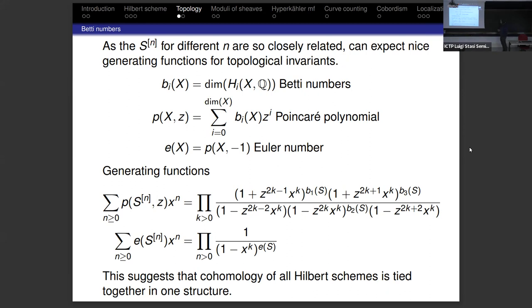In the same way, you have here the formula for the Euler number, which you get by putting z equal to minus one, a trivial computation. But you can also see that you have this incredibly nice structure in the formula, which should indicate that there's something more going on than just a nice generating function. There should be some algebraic structure which ties all the cohomology groups of all the Hilbert schemes together. And this is indeed the case.